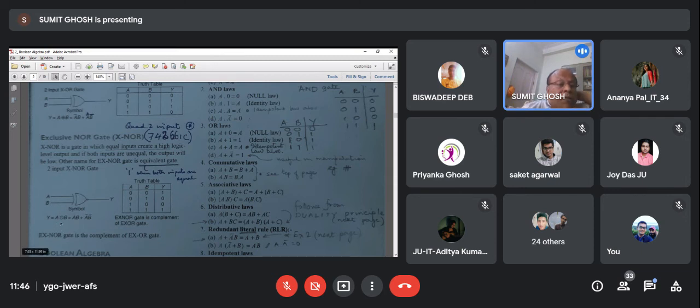How do you represent it? A and then a circle with a dot in between, not a plus. Plus means exclusive OR. Circle with a dot is exclusive NOR. And the logical expression is AB plus A bar B bar.